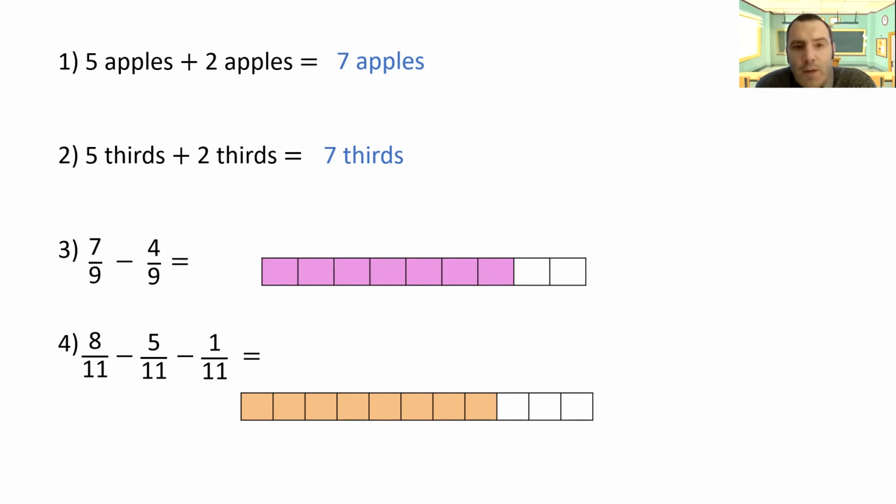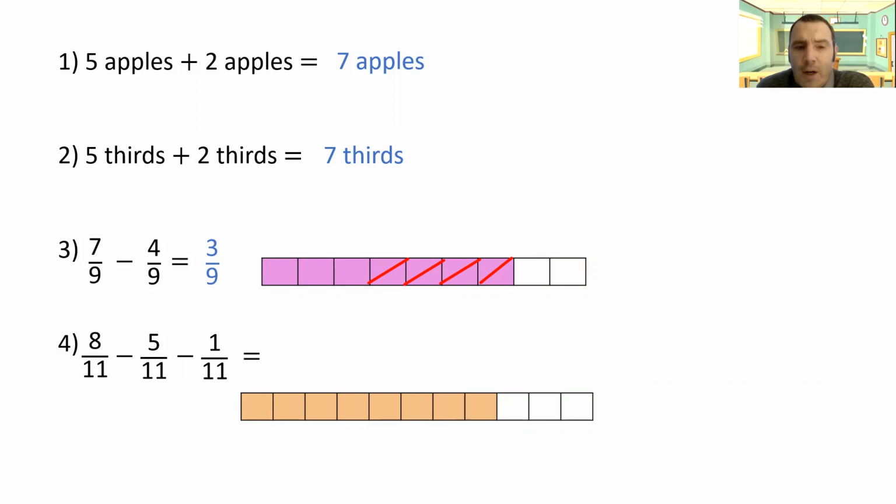We can do this one of two ways. We can use a bar model, which we've drawn on the screen. We can also look at our fractions and see that we have the same denominator, so we're using the same fraction. So 7/9 in the bar model, take 4 away. I count what's left: 1, 2, 3. My answer is 3/9.